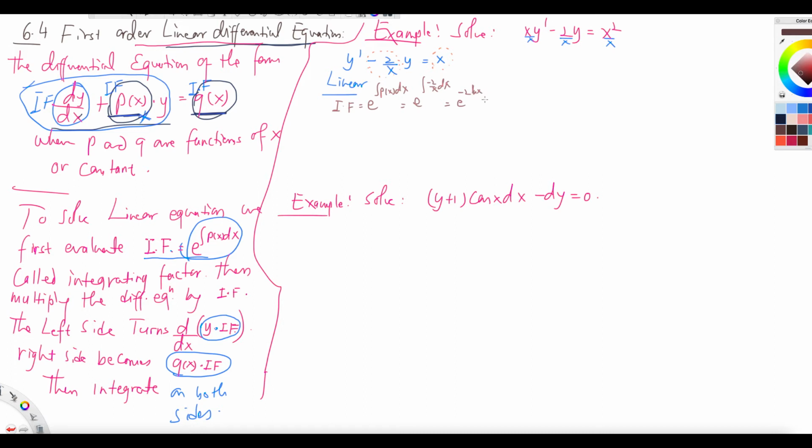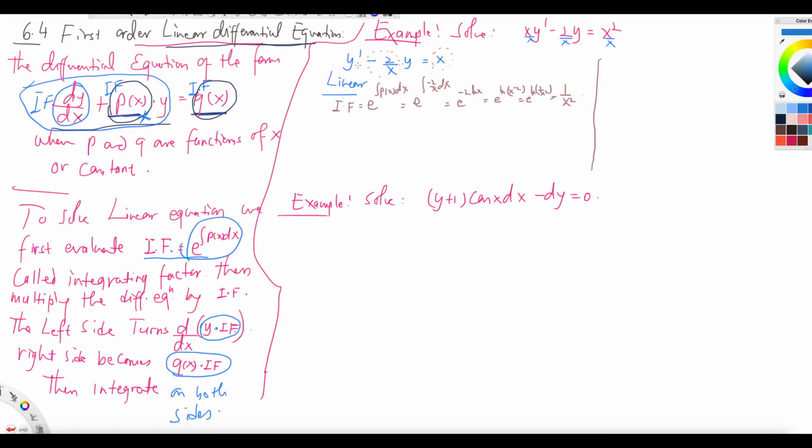So this can be written as e to the natural log of x to the negative 2. Okay? So basically this is e to the natural log of 1 over x squared. Now, you know that e and natural log are inverse to each other, so basically you get 1 over x squared only. So that is the integrating factor. You see that? That is the integrating factor.